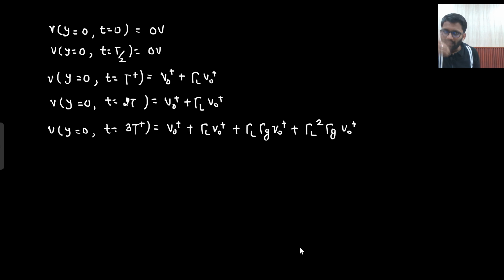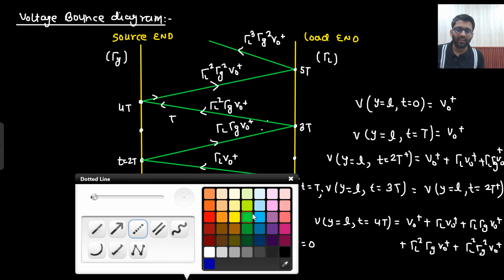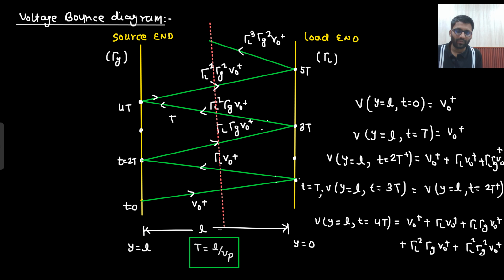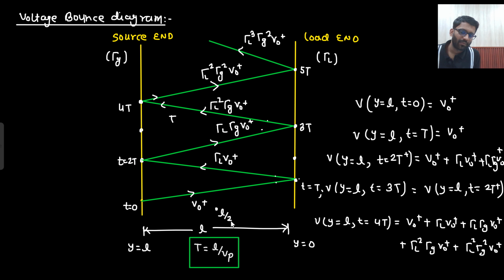Now somewhere in between, let's ask at L by 2, somewhere in the middle. What will be the voltage at t equals 0 at L by 2? Where will L by 2 be? This spot will be L by 2 in between. But if I show it here, the diagram will be unclear for you, so I will remove this line. Here the point will be L by 2.